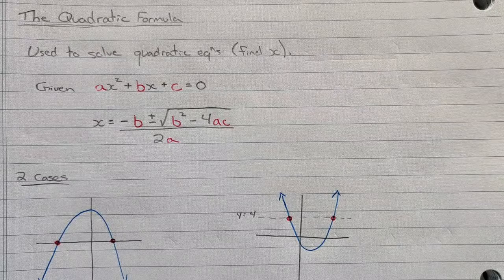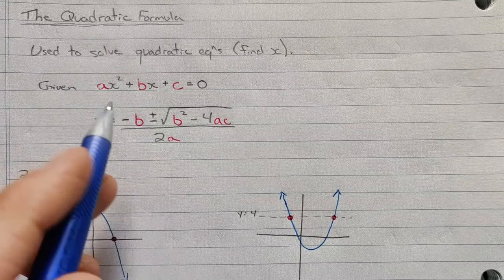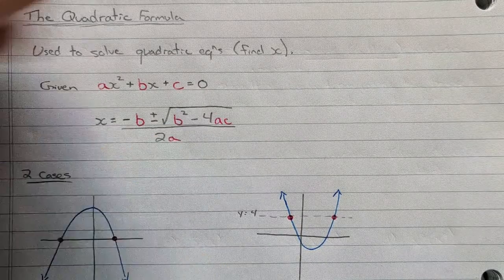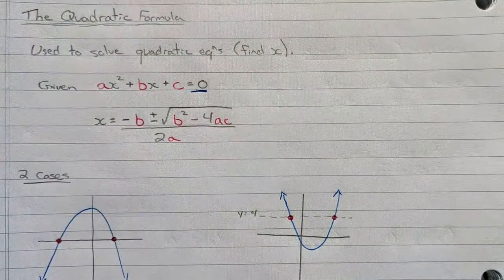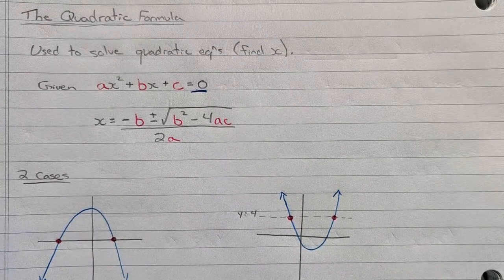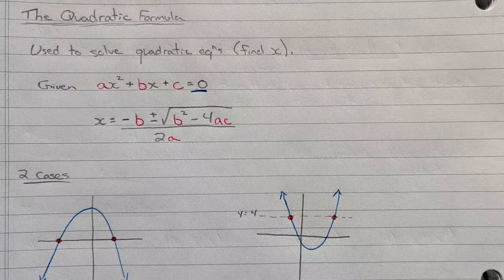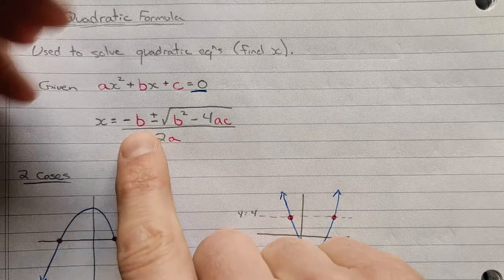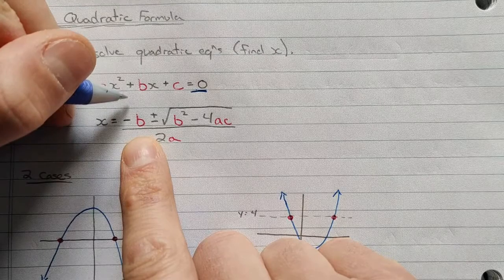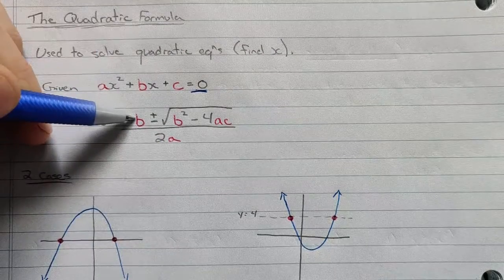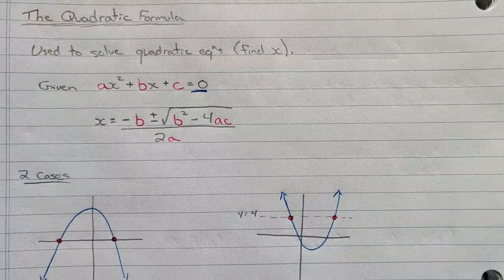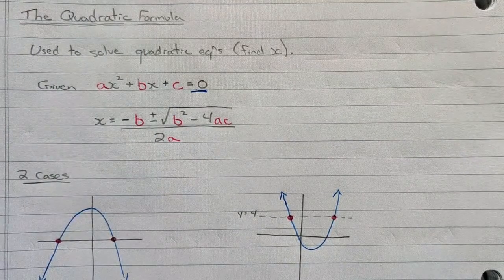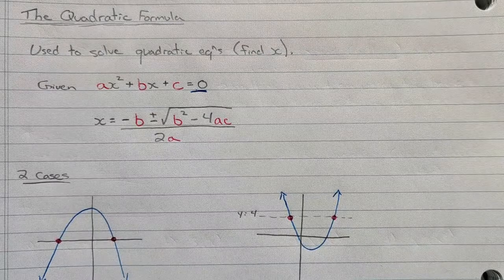But given an equation where you have ax squared plus bx plus c equal to 0, and this is important, it does have to equal 0, you can use the quadratic formula, which is x equals negative b. Whatever the b value is, it becomes negative. If it's a negative value, it becomes positive. So the opposite value, plus or minus, meaning this is actually two equations in one, the square root of b squared minus 4ac, all over 2 times a.